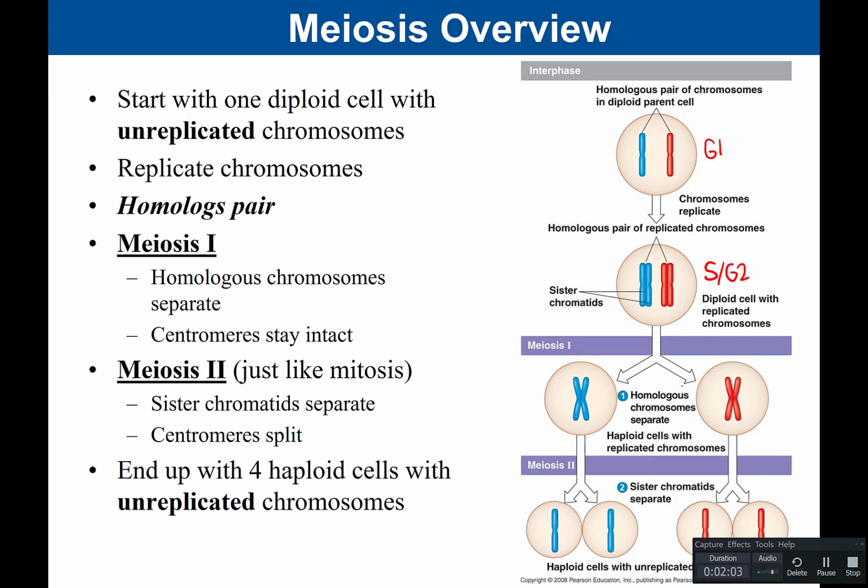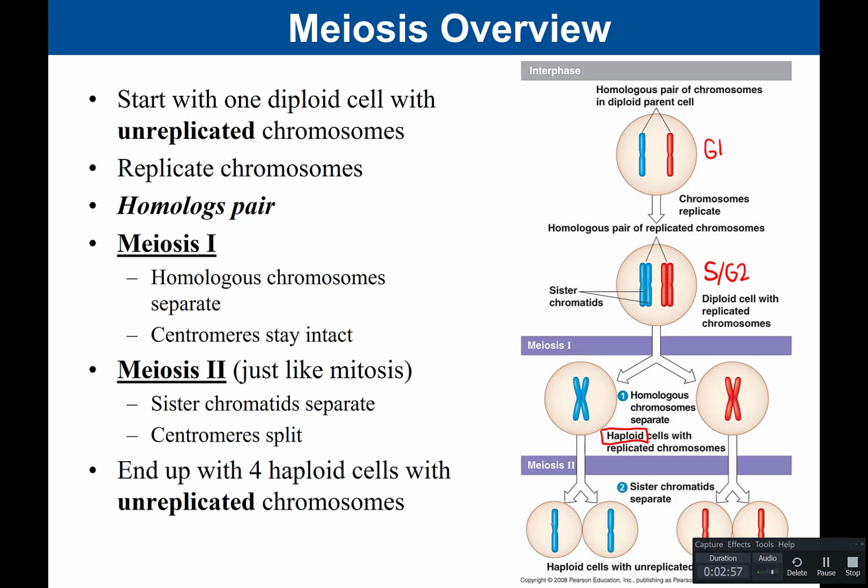So notice that after meiosis I, are the cells haploid or diploid? Think about that. They are haploid because they do not have their chromosome pair. They don't have their homologous pair. So these cells are already haploid. However, they are still duplicated, so we need to go through another round of division. In meiosis II, again we do PMAT: prophase, metaphase, anaphase, telophase. Meiosis II is just like mitosis. Now the sister chromatids separate, so those duplicated chromosomes separate. The centromeres split, and what we end with is 4 haploid cells with unreplicated chromosomes.